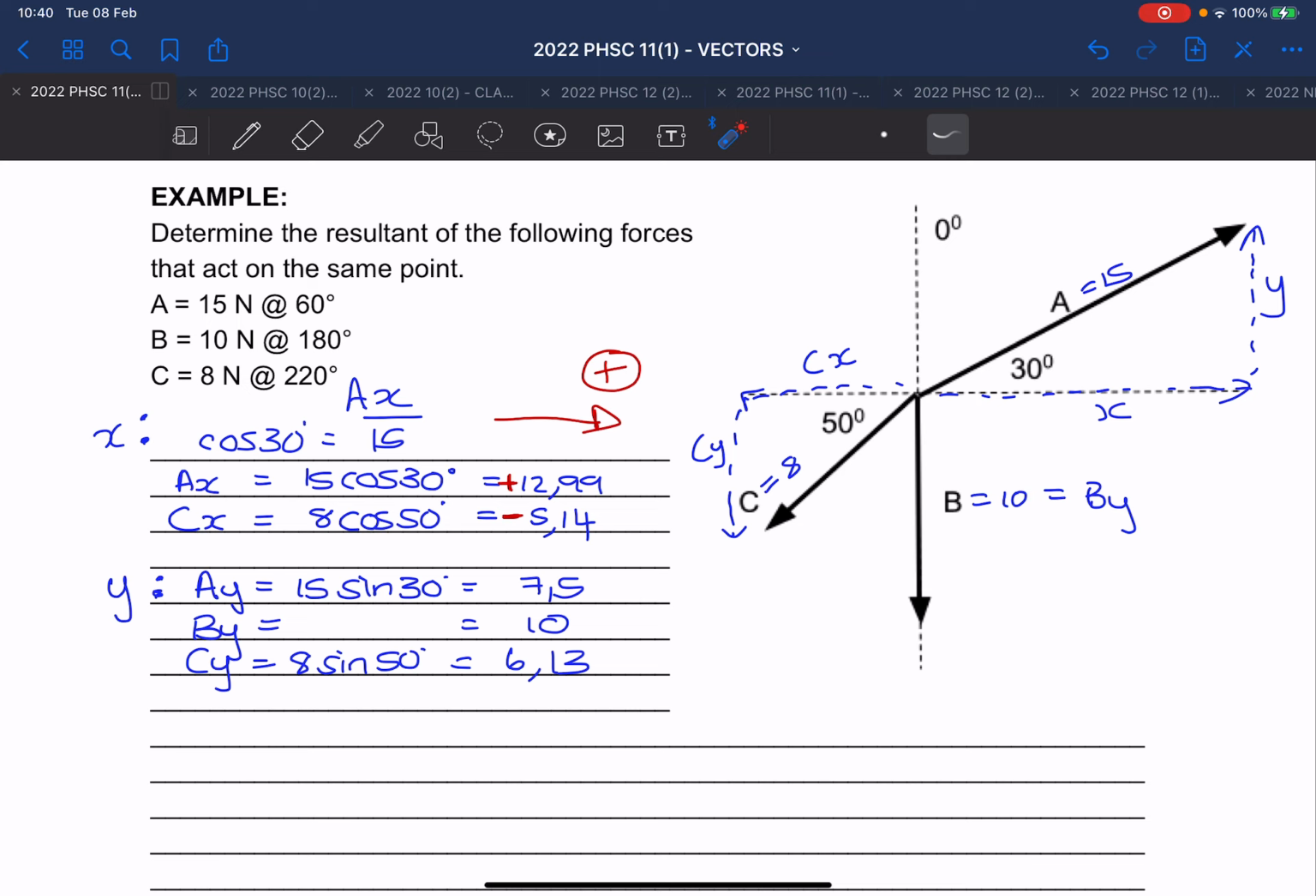We must choose a positive direction, because then we subtract, because the other one is in a negative direction. Which direction will you choose to be positive, Bongani? Not the X, now we're busy with the Y's. You must tell me up or down. Down. Okay, you choose down because we have two going down. So if we choose down to be positive, then that first one is negative, this one is positive, that one is positive.